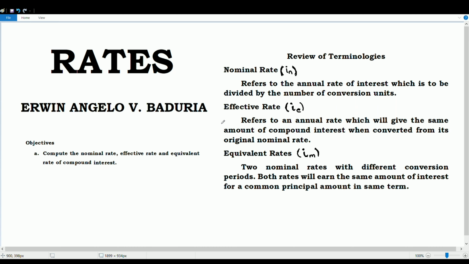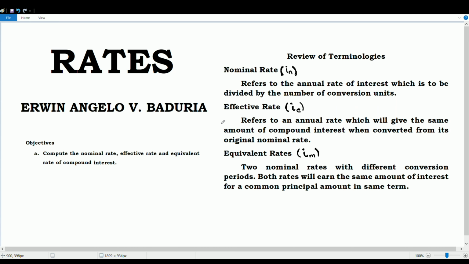Now the second one is the effective rate, denoted by I subscript e. It refers to an annual rate which will give the same amount of compound interest when converted from its original nominal rate. So from here, we will be using the nominal rate in order to convert it into an effective rate. An effective rate is an annual rate. Since the nominal rate is an annual rate to be divided by the number of conversions, we can convert it into an effective rate, which is an annual rate of interest.